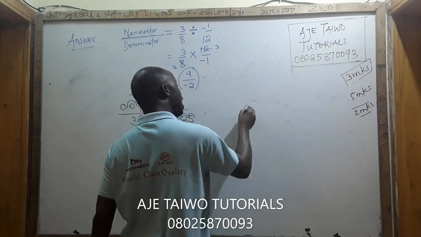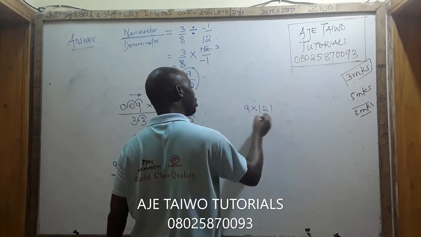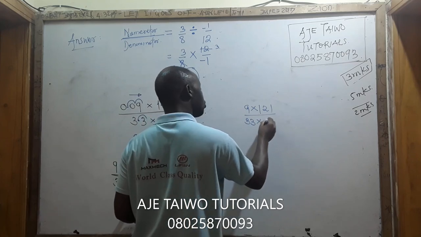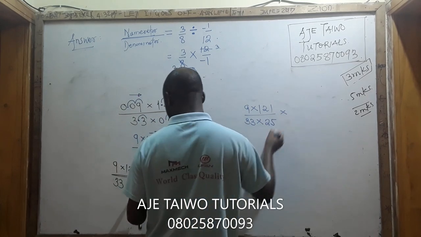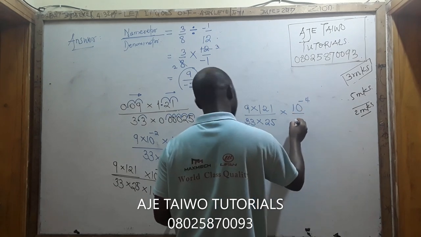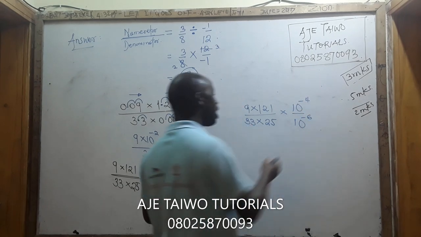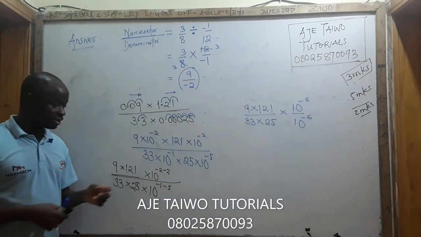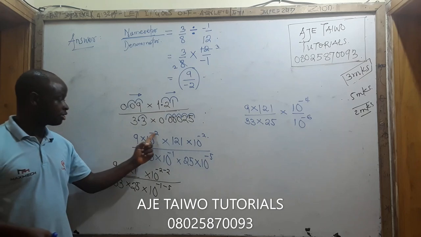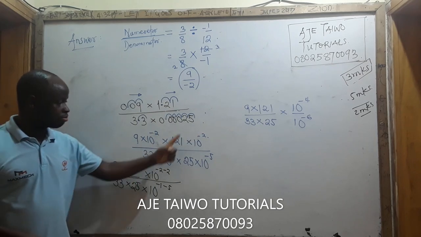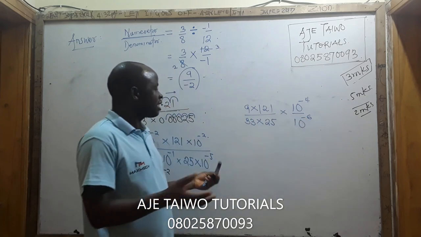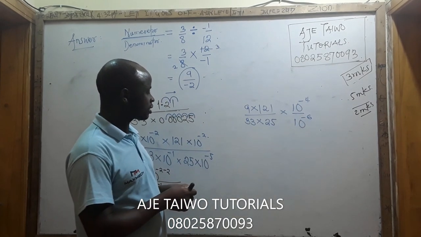You have 9 times 121 all over 33 times 25 times 10 raised to the power minus 4 over 10 raised to the power minus 6. How? You can see minus 2 minus 2 is minus 4 because I brought these two together. Minus 1 minus 5 is minus 6. You can see it there. Let's try and cut anything cuttable.